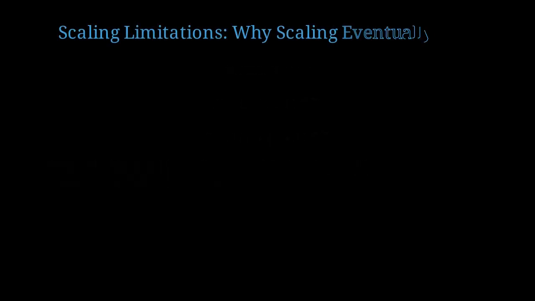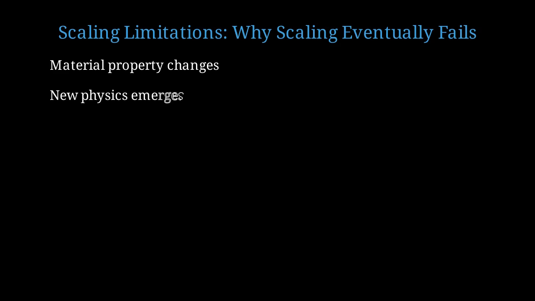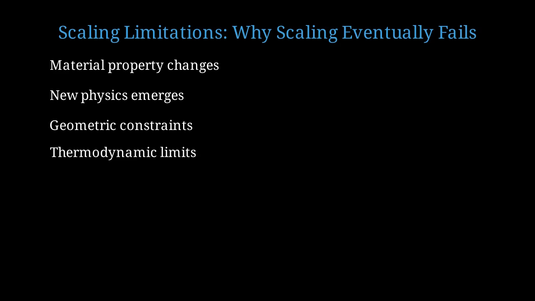It's crucial to understand that scaling laws have limits. You cannot extrapolate them indefinitely. At extreme scales, material properties themselves change. Steel behaves differently at the atomic scale than in bulk. New physical phenomena emerge. Quantum mechanics dominates at small scales. Relativistic effects matter at high speeds. Geometric constraints impose limits. You cannot pack neurons more densely than atomic spacing allows. Thermodynamic limits become important. Heat dissipation limits how fast computers can operate.